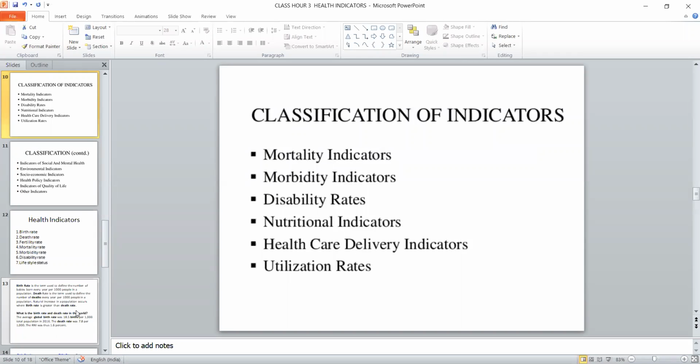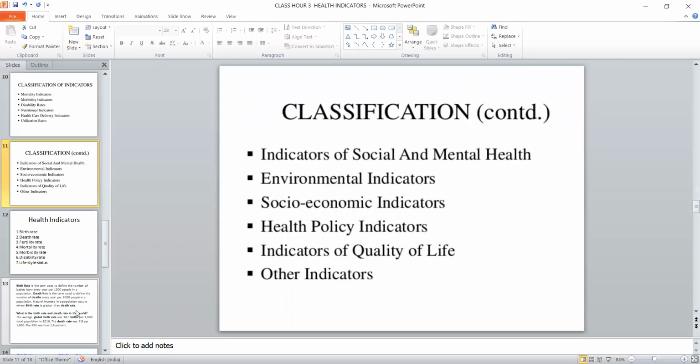For your sake, I'll repeat again. The first one is mortality indicators. Number 2, morbidity indicators. Third one, disability rates. Fourth one, nutritional indicators. Fifth one, healthcare delivery indicators. And sixth one, utilization rates. Seventh one, indicator of social and mental health. Eighth one, environmental indicators. Ninth one, socio-economic indicators. 10th one, health policy indicators. 11th one, indicators of quality of life, and many other indicators are available.